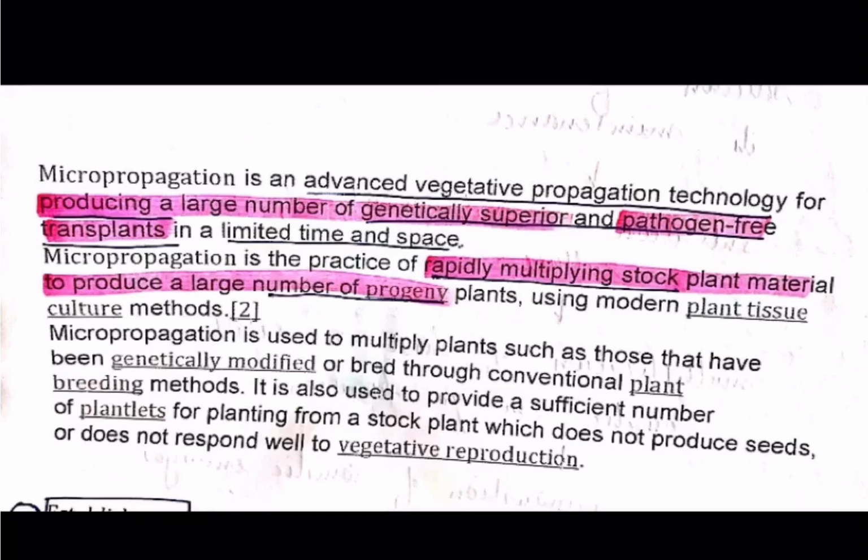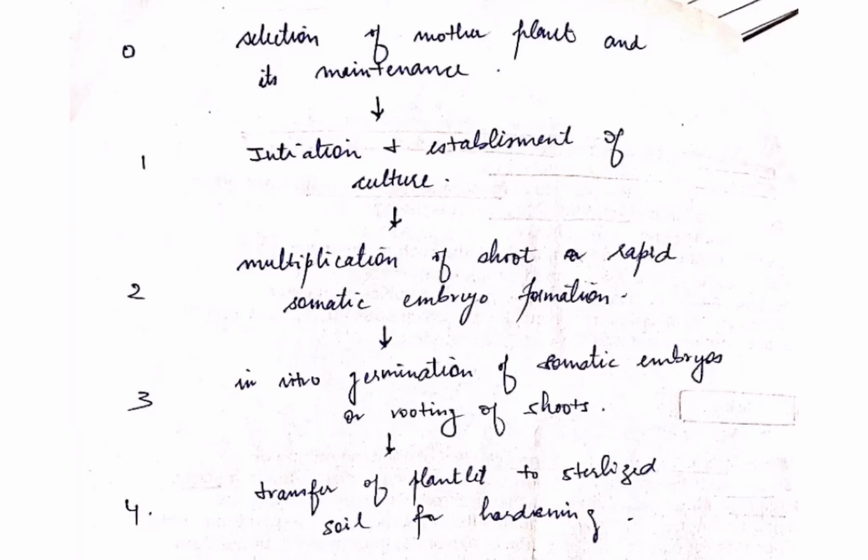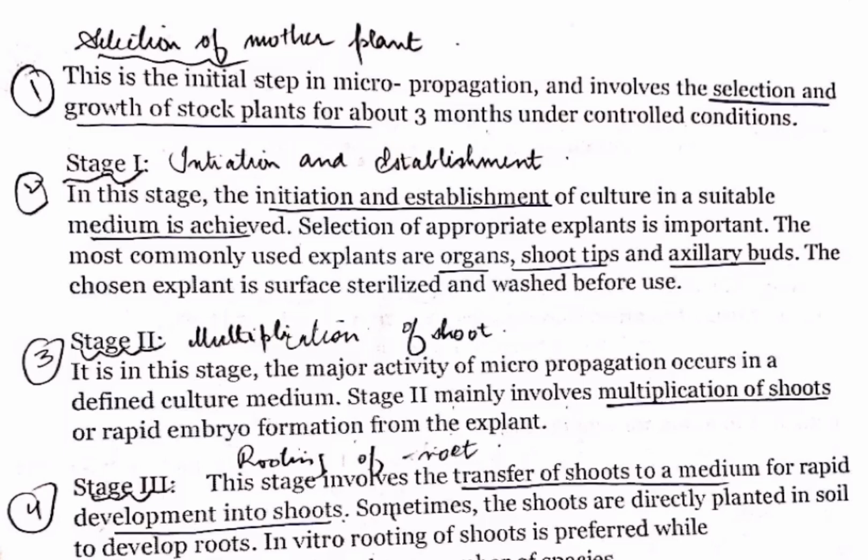There are 4 stages for micropropagation. So let's start with the first stage, that is selection of mother plant. This is the first and initial step in micropropagation that involves the selection and growth of stock plants for about 3 months in controlled conditions. Second stage is initiation and establishment. In this step, we select the appropriate explant that is used. And the most commonly used explants are organs, shoot tip, or axillary buds. And then they are sterilized.